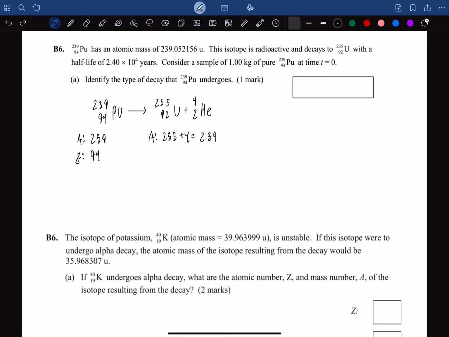So you have 92 plus 2, which is going to equal 94. So we know this is an alpha decay. And yeah, just a quick check. I have to make sure it's conserved, and we did that.